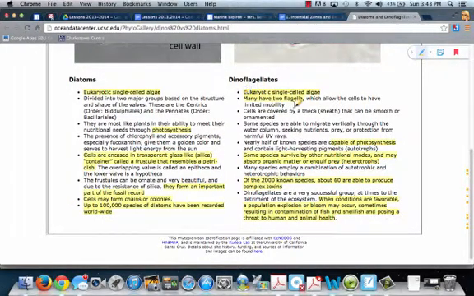Dinoflagellates, some do have two flagella. Some of the species I've looked at have had two. We drew ours with one. And they actually can be autotrophic and heterotrophic, so some are capable of photosynthesis, whereas some are a little more heterotrophic and will consume other organisms.